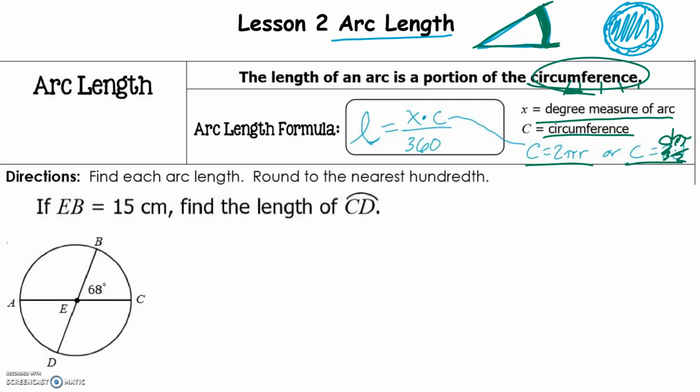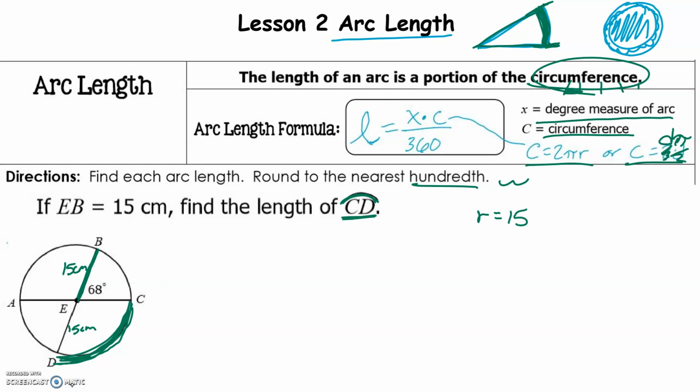Okay, to find the arc length, we're going to round to the nearest hundredth. Remember, that's 2 decimal places. Okay, and we need to find, well, no, sorry, EB. So EB is this distance right here, is 15 centimeters. Okay, and we need to find the length of arc. Remember, whenever you see this shape, that's the arc CD. So from C to D, that's what we're looking for. Okay, but the radius is going to be 15 all the way around. So given that piece of information, we know that the radius equals 15.